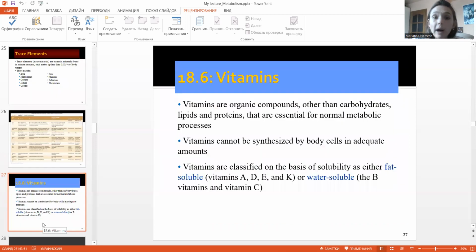Okay, vitamins. Vitamins are organic compounds that are essential for normal metabolic processes. Vitamins cannot be synthesized by your body cells in adequate amounts. Vitamins are classified into fat-soluble vitamins and water-soluble vitamins.